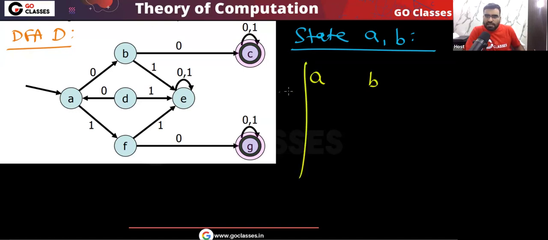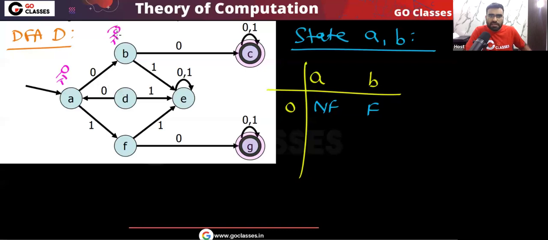Now you can easily see, look at this string 0. For string 0, what is happening? State A is going to non-final, and state B is going to final. Yes or no? Is this clear? I am checking this state and this state. On string 0, A is going to non-final, but B is going to final.